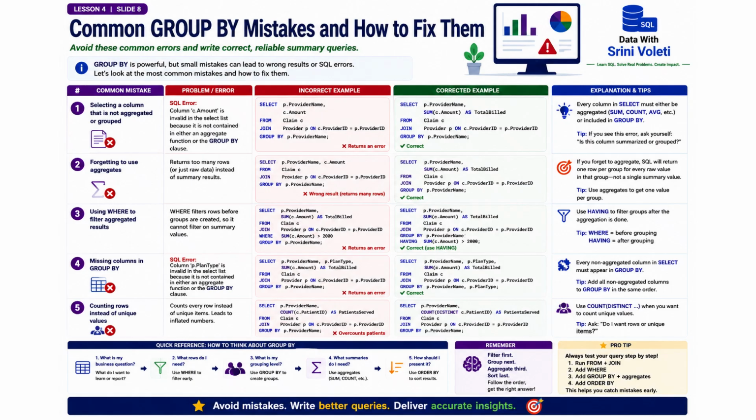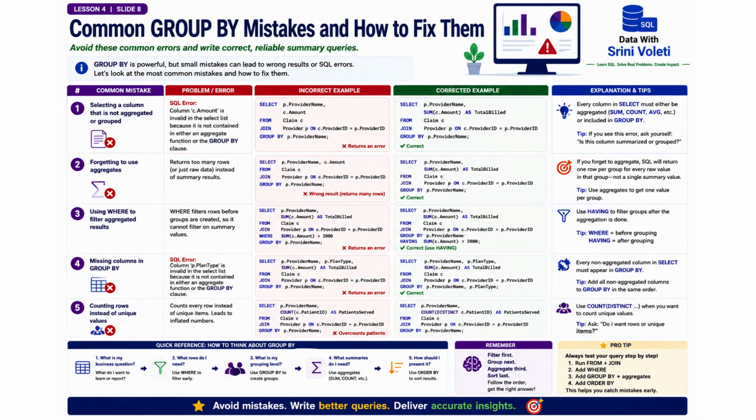Whenever you write a group by query, think through these 5 questions. First, what business question am I trying to answer? Second, what rows do I need? Third, how should I group the data? Fourth, what summary values do I need? Finally, how should I sort the results? If you answer these 5 questions, writing the SQL becomes much easier.